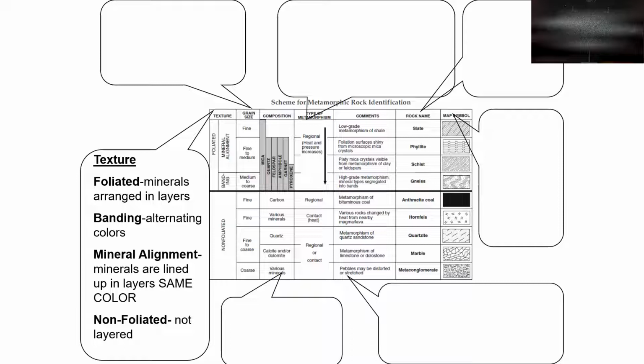But as you can see, one of them, the rock named gneiss, has what's called banding. And banding is when the layers are alternating in color, meaning it goes pink, black, pink, black, pink, black. So basically like zebra stripes. The rest of them, so slate, phyllite, schist, they all have just plain old mineral alignment, which just means their minerals are just lined up, but they're all the same color basically. And then finally, the bottom half just means no layers.